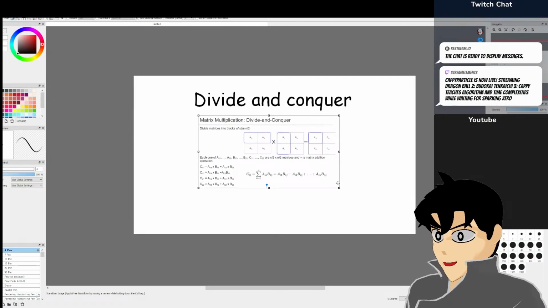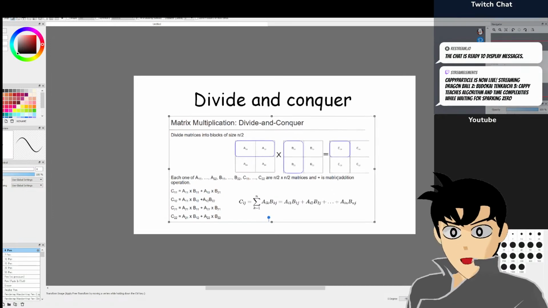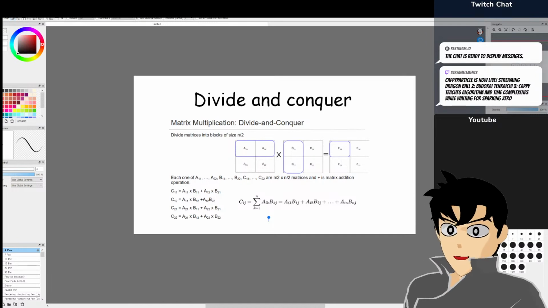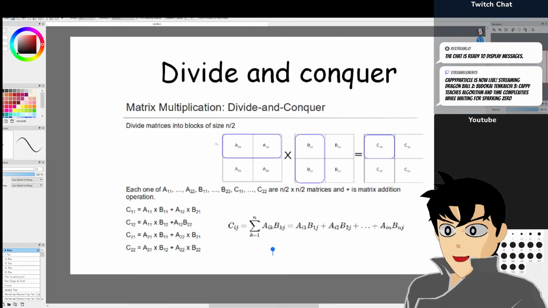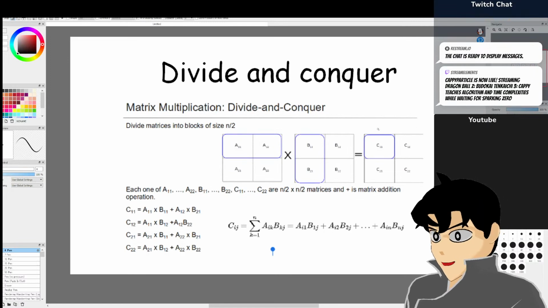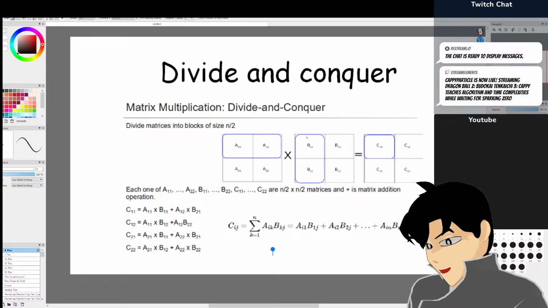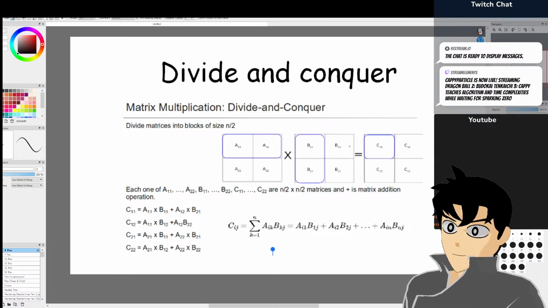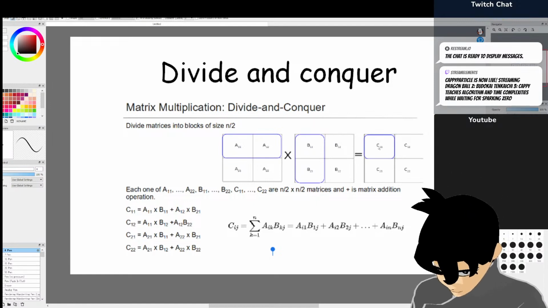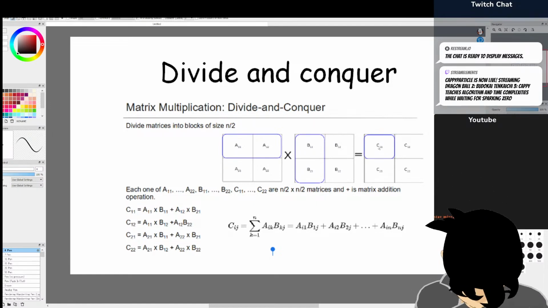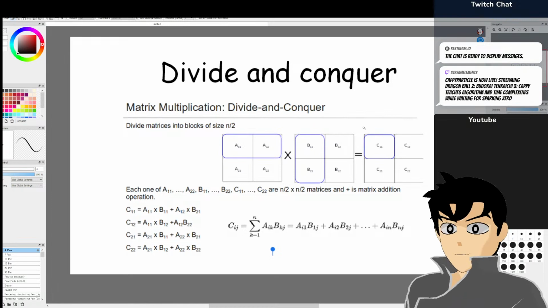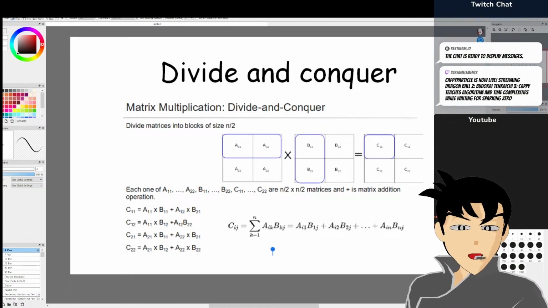Alright. Divide and conquer. Oh wait, I'm missing a section. Okay. So I've already explained before that doing matrix multiplication usually takes about n cubed time, because that's n, n, n. It's n cubed. So from here, we go.